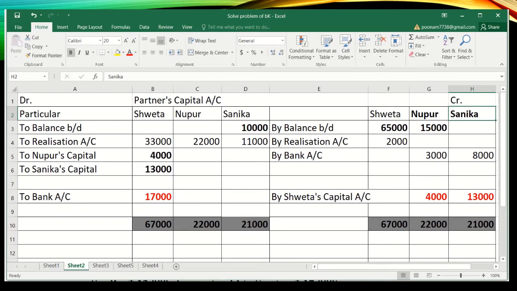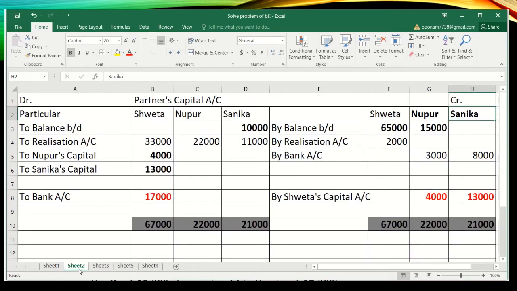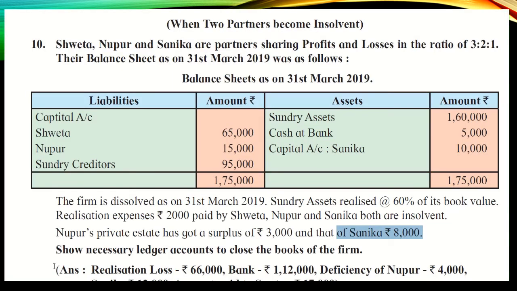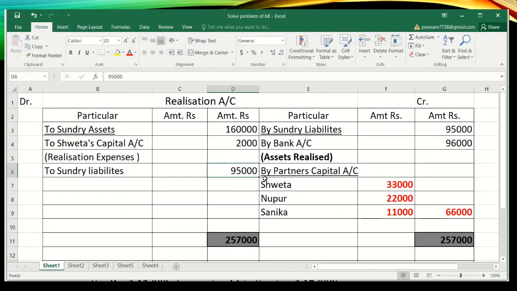So two partners are insolvent, only Shweta is the solvent partner. So what we have to do, we have to first close the realization account. But before closing, we will see nothing was given for the adjustment for the payment of liability. If nothing is given, we will directly make the entry for the payment of liability.